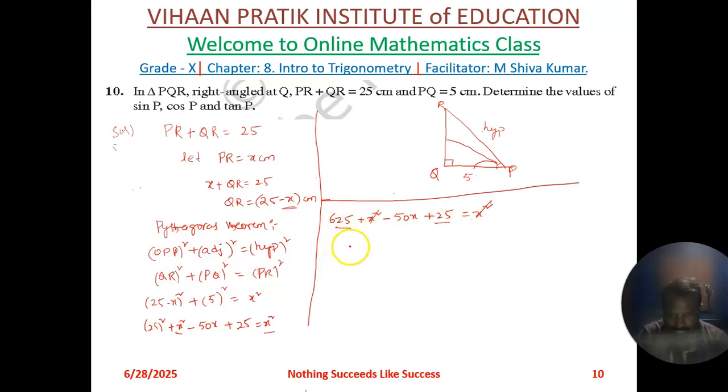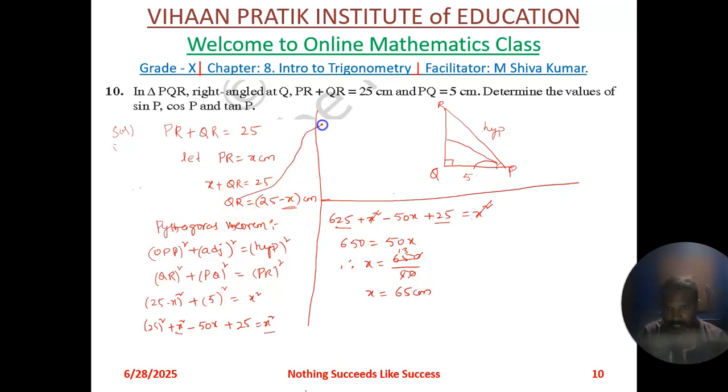So x square cancels. We'll add these two constants: 625 plus 25 is 650. We'll bring this minus 50x to the RHS, and it will become plus. So we'll write it as 650 equals 50x. Therefore, when we divide 50 on both sides, we get x equals 650 by 50. So 0, 0 cancel. 5 13s are 65. Therefore, the value of x is 13 centimeters.